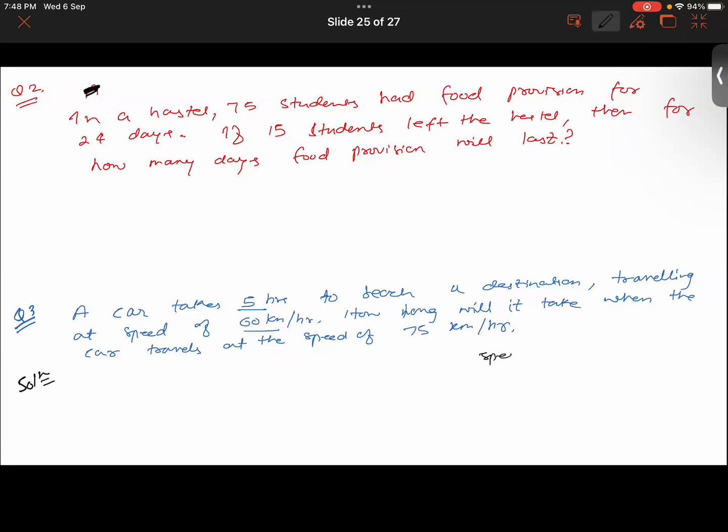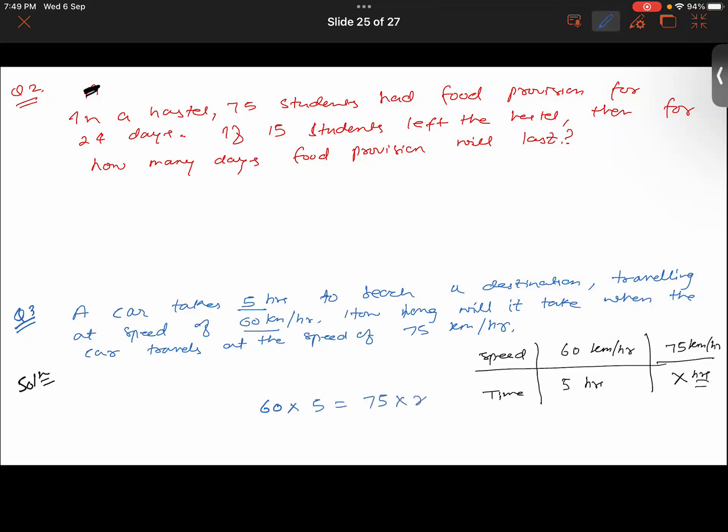So the question says that speed and time are the two values given in the question, right? Speed in kilometer per hour: if the car was traveling at 60 km per hour, the time taken was 5 hours. Now, if it travels at a speed of 75 km per hour, let's assume the time taken to be x hours. Now, as per the formula, x1 y1 is equal to x2 y2. So 60 into 5 is equal to 75 into x. So that means 300 upon 75.